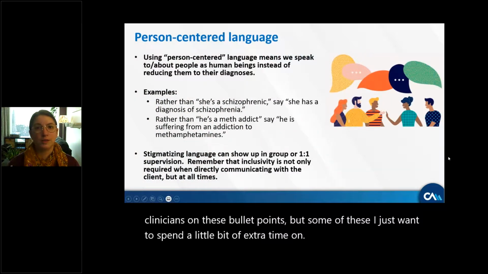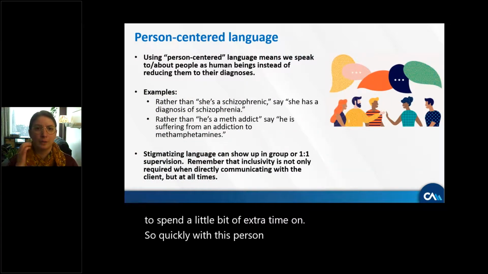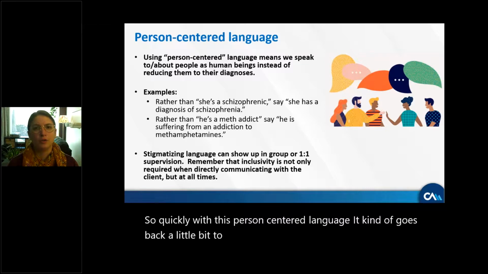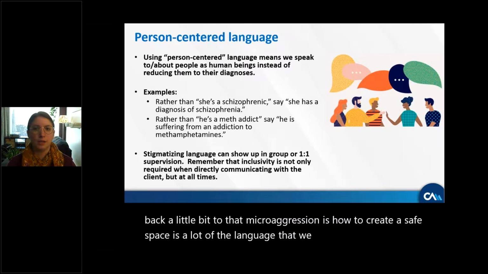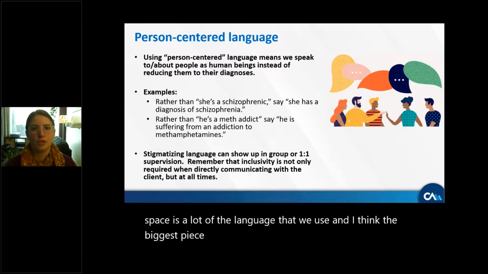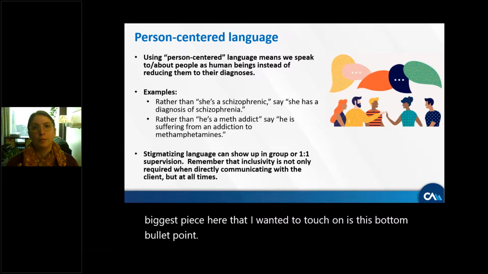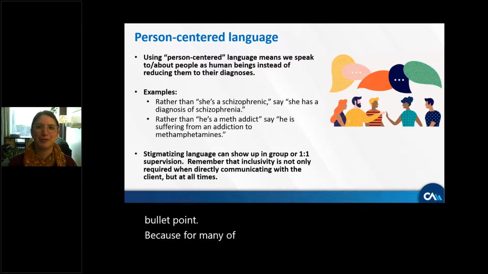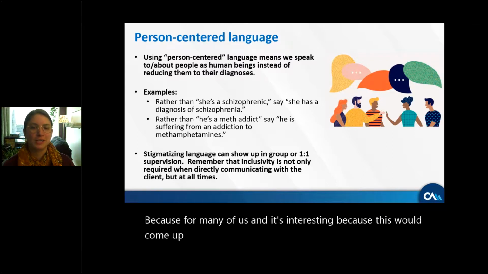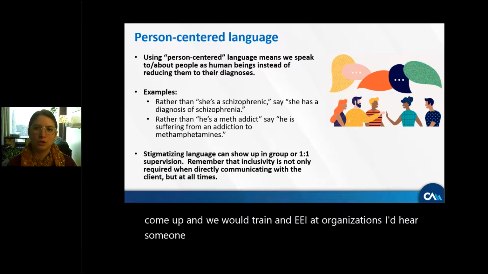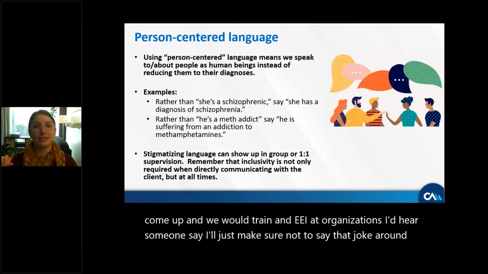So quickly, with this person-centered language, it goes back a little bit to that microaggression, and how to create a safe space is a lot of the language that we use. And I think the biggest piece here that I wanted to touch on is this bottom bullet point. Because for many of us, it's interesting because this would come up when we would train in DEI at organizations. I'd hear someone say, okay, well, I'll just make sure not to say that joke around these coworkers. I'd be like, that's not the point.